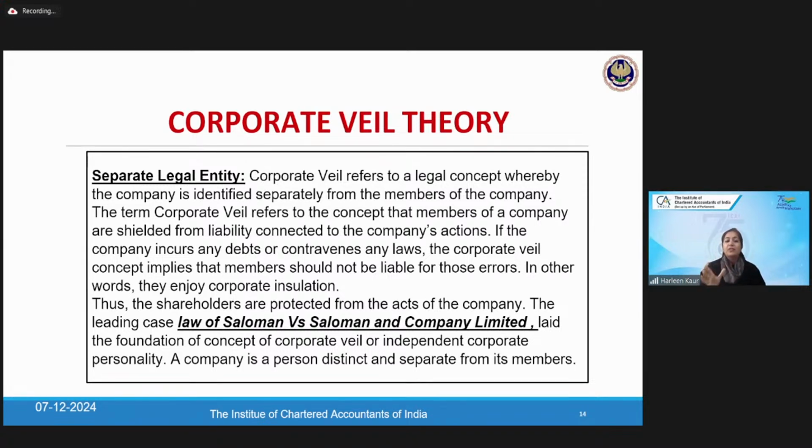Corporate veil's reference can be given. The shareholders are protected from the liabilities of the company's actions, and if they contravene, the corporate veil concept applies. And the same has been laid down in Salomon versus Salomon and Company Limited.